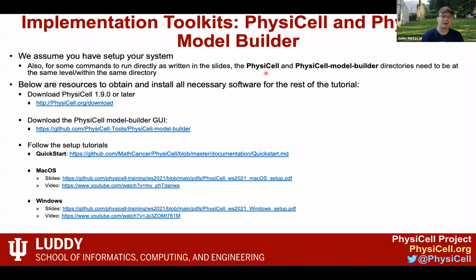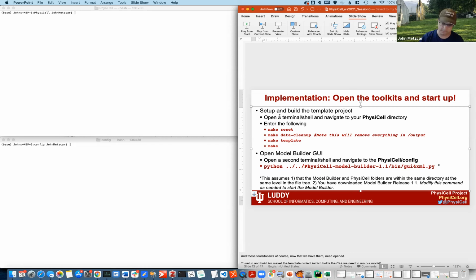So as Paul previously suggested, I suggest you open up 2 terminals or shells, whatever's appropriate for your OS. One of them will build PhysiCell, and the other one we'll use for the model builder GUI. So if you have the slides open, my intention is that you should be able to first navigate to your PhysiCell directory, which I conveniently already have open. You should be able to copy and paste directly from the slides, and then see output similar to what you see here.